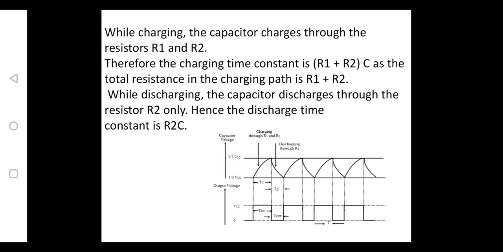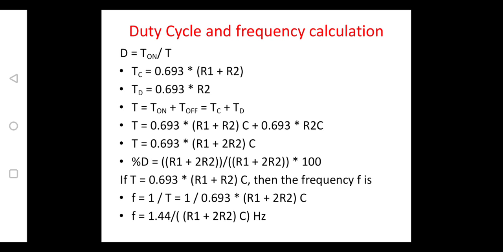So from these waveforms we can directly say the formula for the duty cycle is on period by total period. That is, duty cycle is equivalent to T on by total period time. Here T on is nothing but charging time, and total time period is charging plus discharging. So here charging is 0.693 into R1 plus R2 into C, and discharging is 0.693 into R2C. So the overall time period is charging plus discharging.